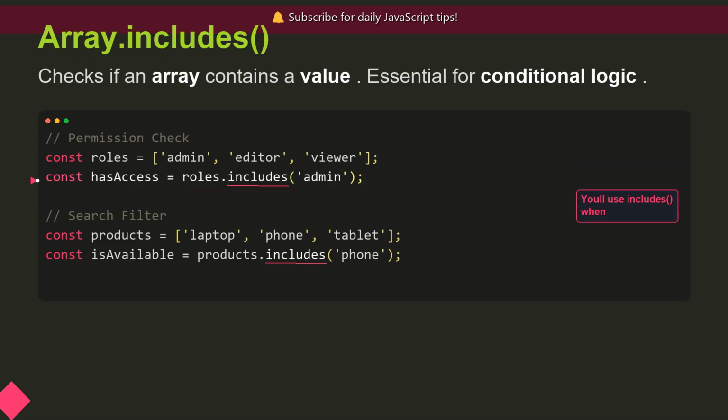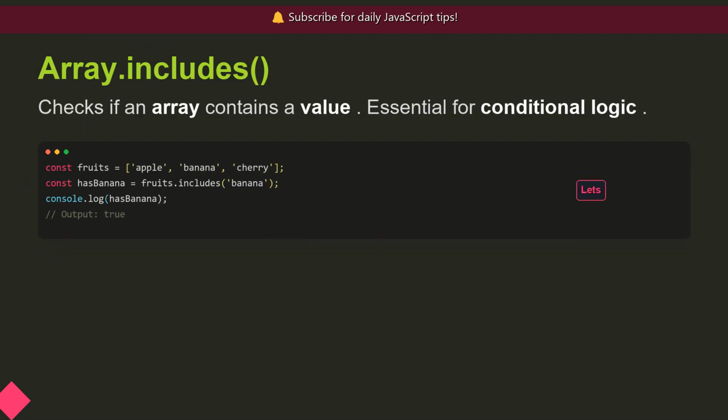You'll use includes when validating user input to ensure it matches allowed values. It's perfect for filtering search results or checking if a user has permissions in an access control list. For example, when building a shopping cart, you might use includes to check if a product is already in the cart. Let's analyze this code step by step.